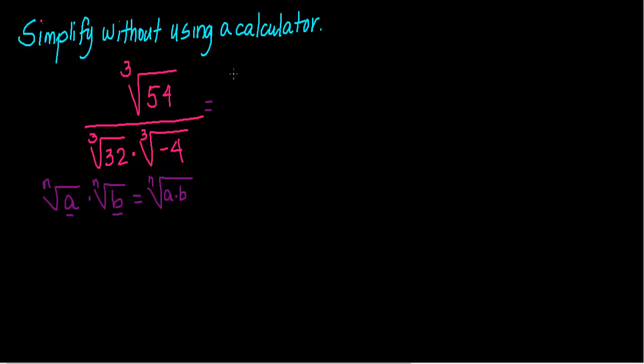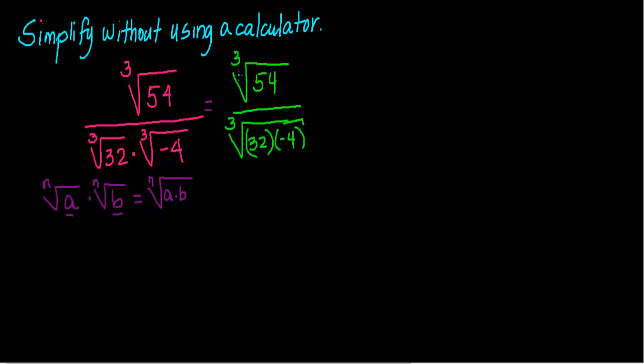So this will be equal to the cubed root of 54 over the cubed root of 32 times negative 4. And that's all I did. I joined the radicands because I have the same roots.